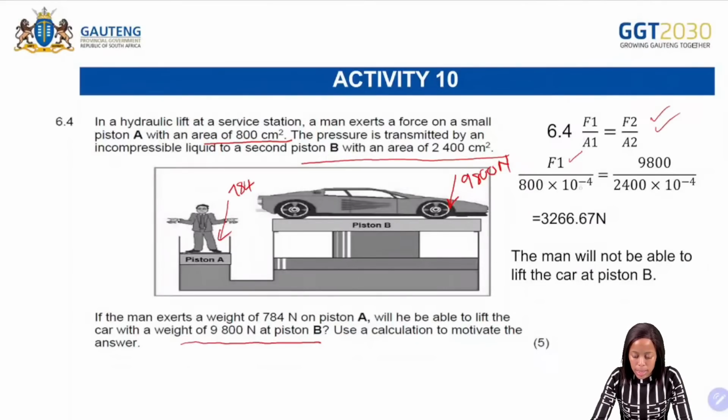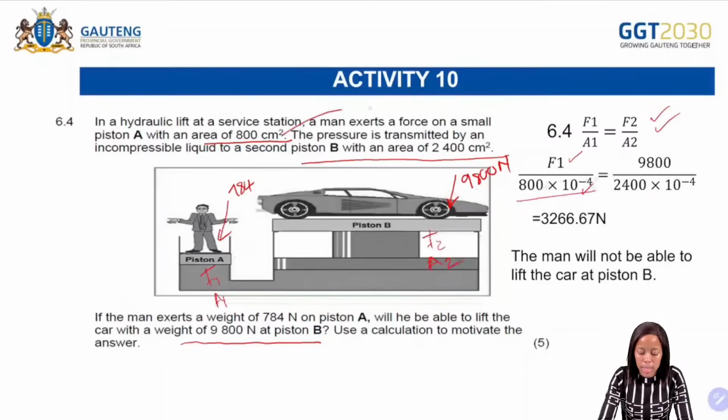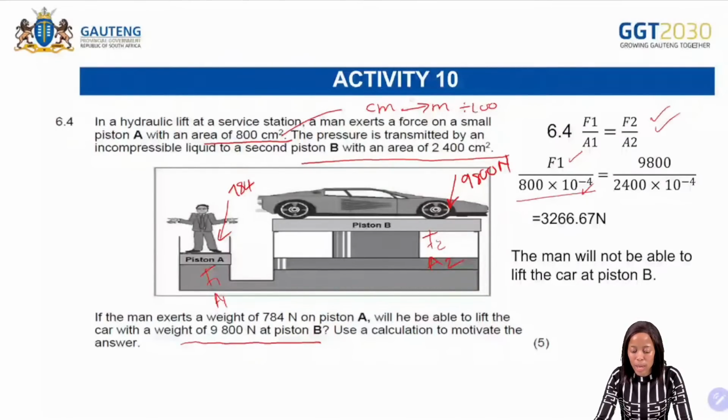F1 and A1. So F1 and A1 is this side, and then we have F2 and A2 this side. So for F1, we are looking for F1. Do we have A1? Yes, we have A1, which is 800 centimeters squared. Remember, we said to convert from centimeters to meters, we are going to divide by 100. But if we are converting from centimeters squared to meters squared, we are going to divide by 100 squared. So it's 800 divided by 100 squared. It gives us 800 times 10 to the power of negative 4.